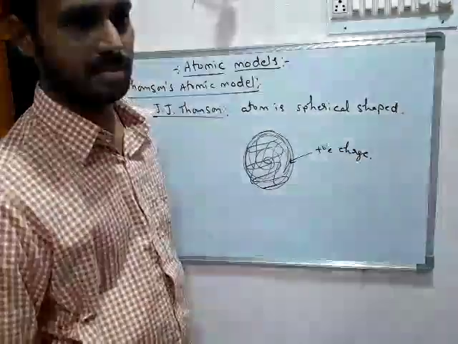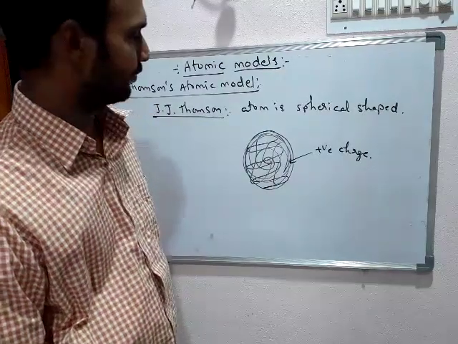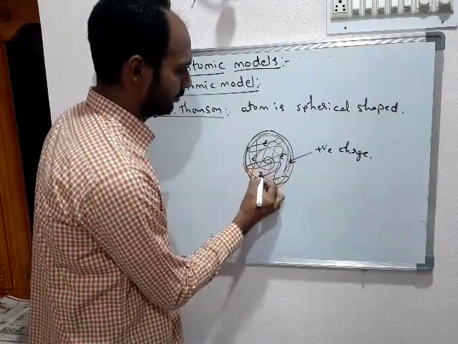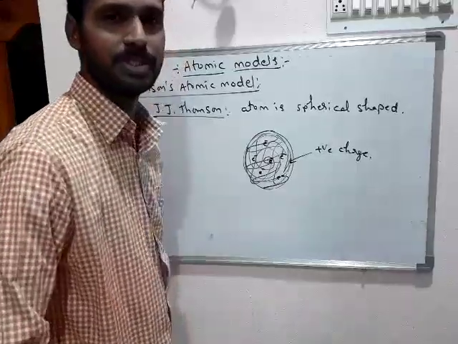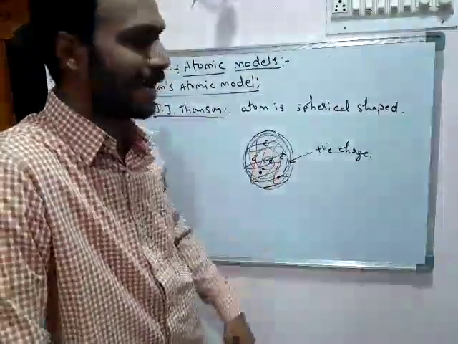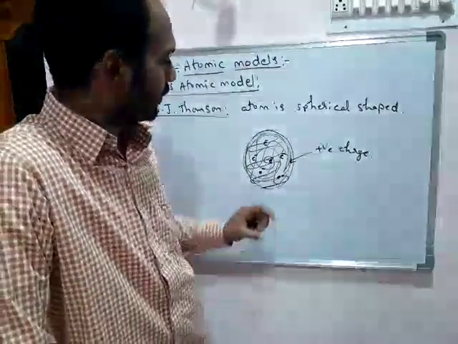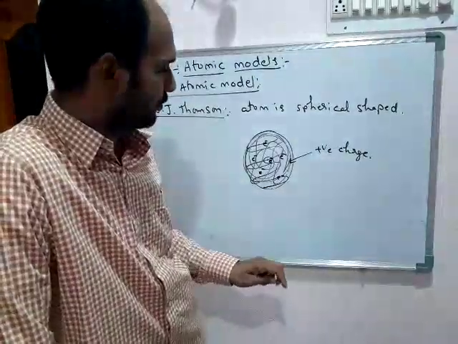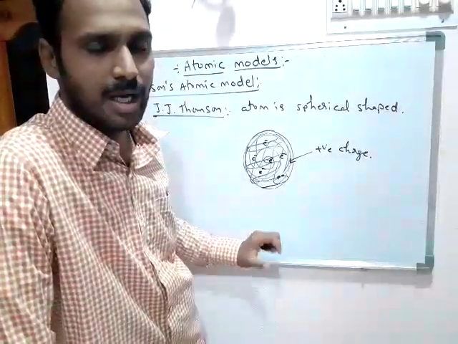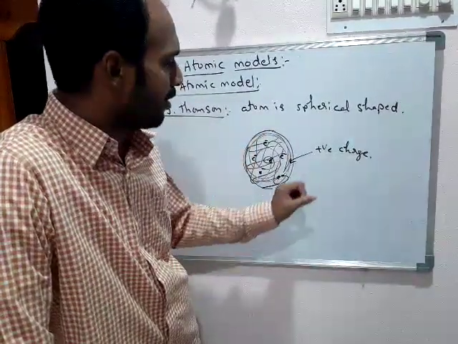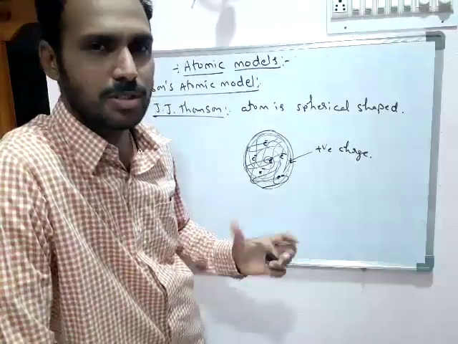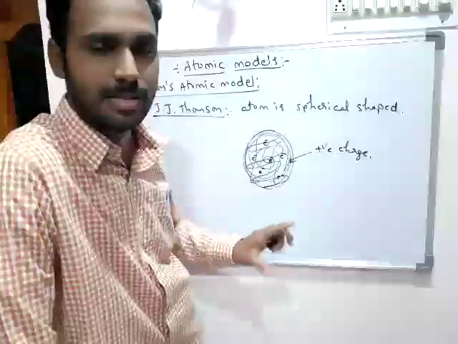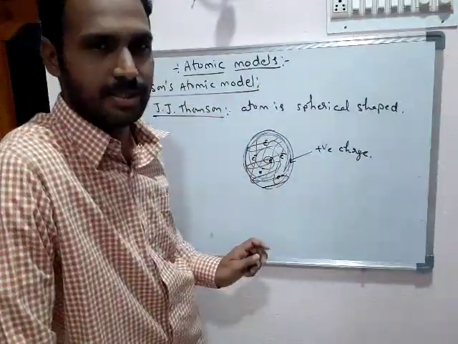Now what about the electrons, which have negative charge? They are embedded, fixed in particular positions to maintain the electrostatic forces. That means the electrons are fixed in such positions that they can maintain the neutrality of the atom. The total positive charge of the protons is balanced by the negative charge of the electrons, so in this model the electrons are fixed.